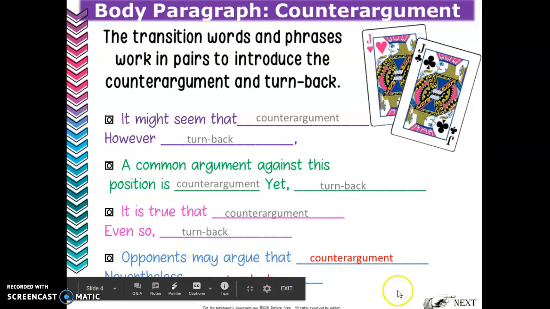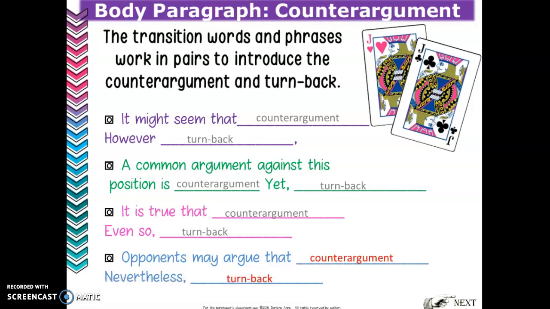So it's really important when you're using transition words and phrases in your paragraph that you use the ones that actually work in pairs together so that they sound effective in your counter-argument paragraph.